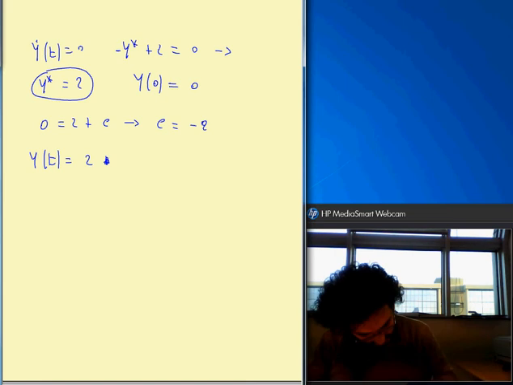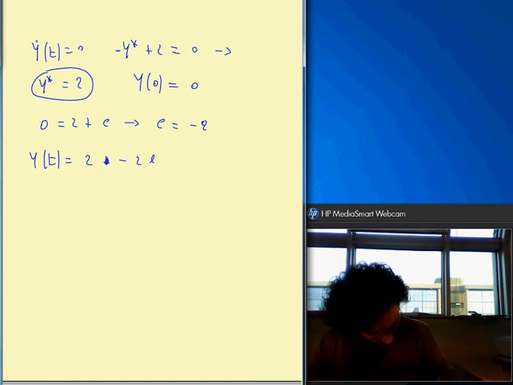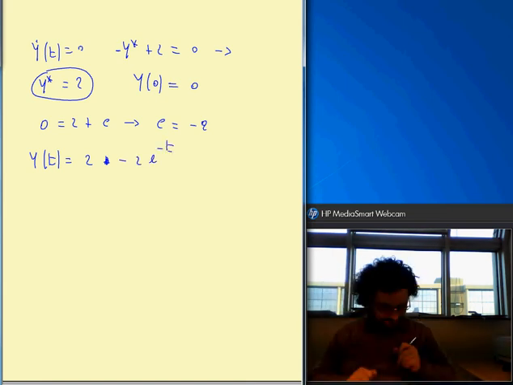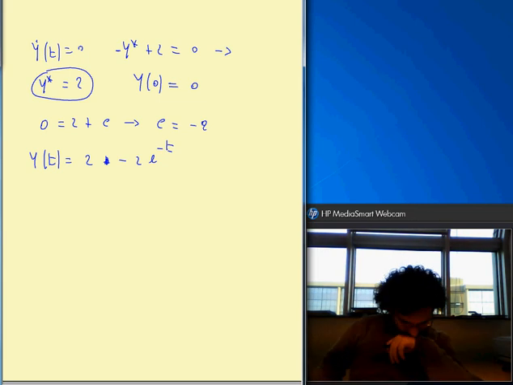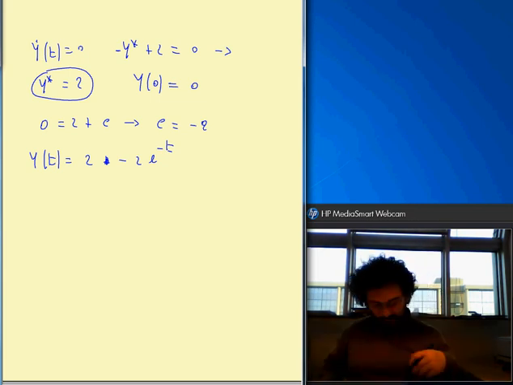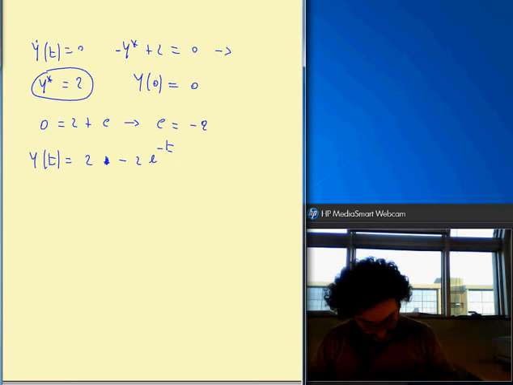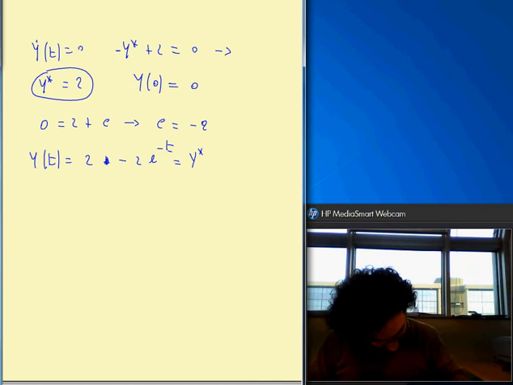Okay? Now we can check the stability of this steady state solution, computing the limit for t which goes to plus infinity of y t. If y t is equal to this, the limit will be equal to y star. So this means that y star is globally stable.